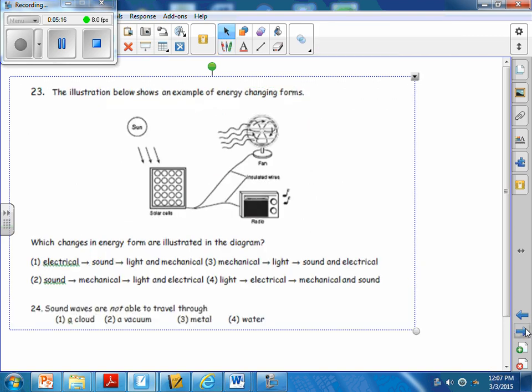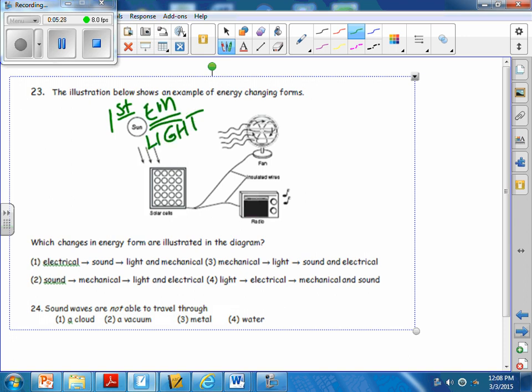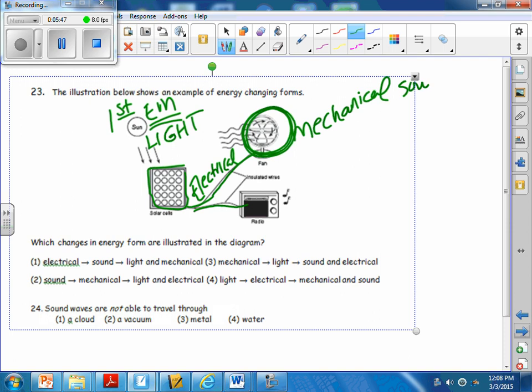Number 23. Which changes in energy form are illustrated in the diagram? Well, we're starting here with the sun. This is electromagnetic energy, otherwise known as light. The light is going into the solar cells and out the wires. The electrical energy is going to be captured in the solar cells and then delivered to the fan, which is going to move around and produce mechanical energy. It'll also make a sound. When it's done, the same thing happens here.